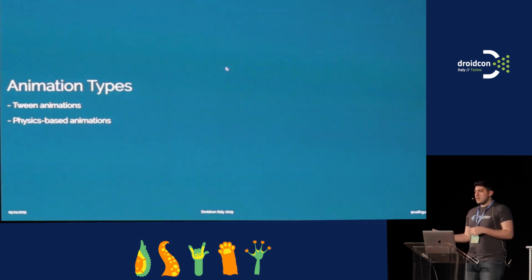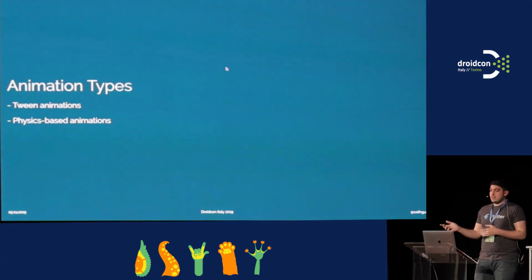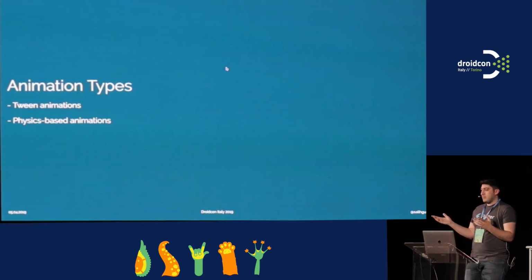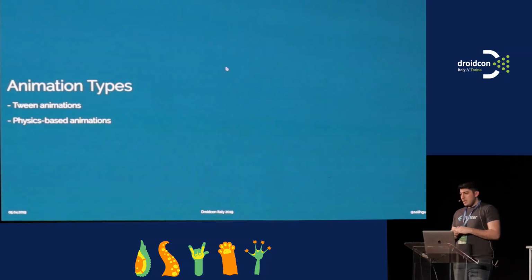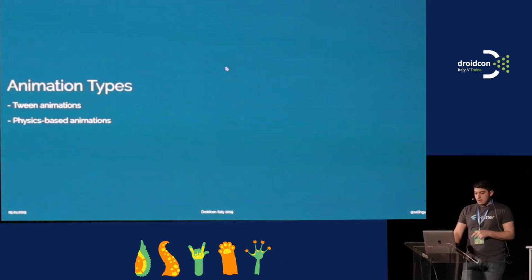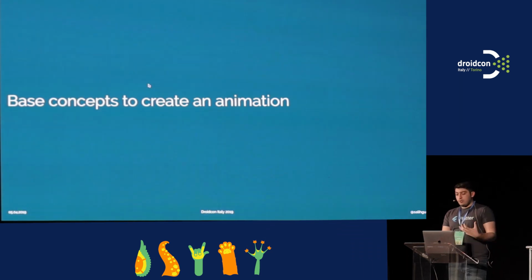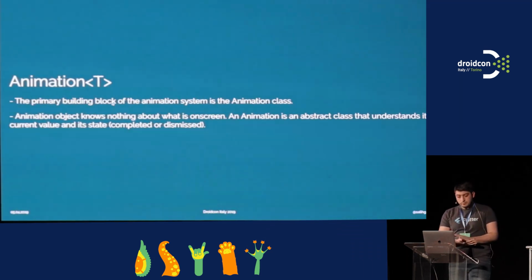It can be multiple stuff. It doesn't have to be a double or int. It can be a color. It can be a rectangle. It can be anything that you implement. It can be offset, etc. And the physics-based animations are using basically the physics rules that we learned in school to give you a life-resembling animation experience. So we will talk about this first. First, we will talk about the tween-based animations and learn what are the base concepts to create an animation.